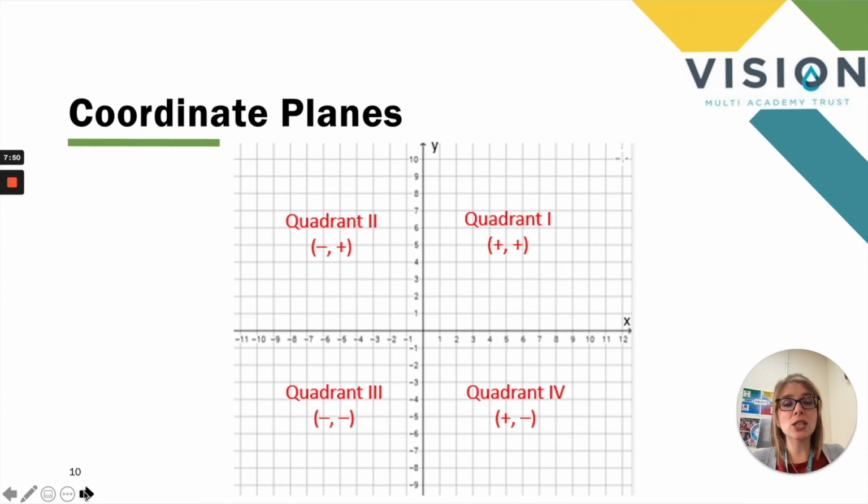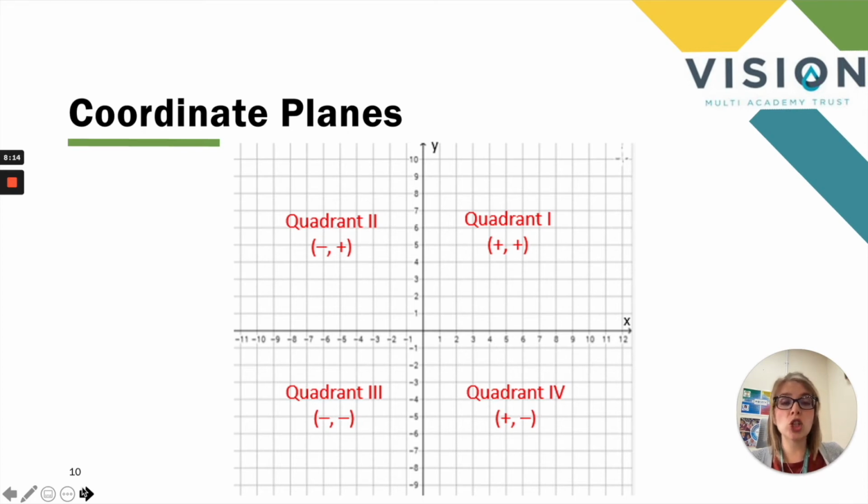Looking now at coordinate planes. Now when we looked at coordinates in year 4, we looked at the first quadrant. And when you are looking in year 5 and year 6, we'll be looking at the 4 coordinate planes. So we start off in quadrant 1, and they are both pluses. There is no minus on your coordinates. And then we move anti-clockwise.